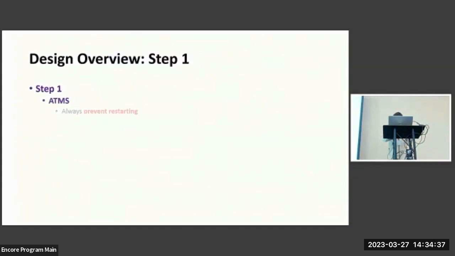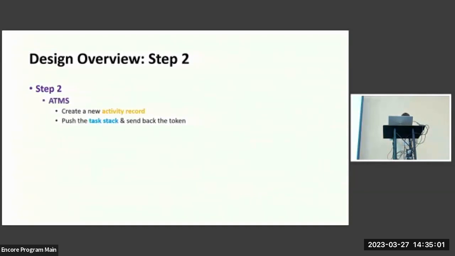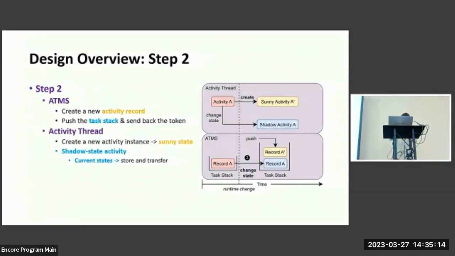The overview is that since we try to handle the runtime changes at the system level, we always prevent restarting the activity. Instead, when the runtime change happens, we directly send the configuration change message to the activity thread. Inside the activity thread, we change it to the shadow state and request to create a sunny state activity. Then inside the ATMS, we create a new record based on the new configuration, push it into the stack, and send back the token. Back in the activity thread, we create a new sunny state activity based on the new configuration and change the current state into the shadow state activity.